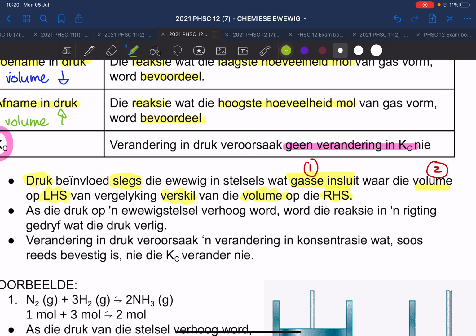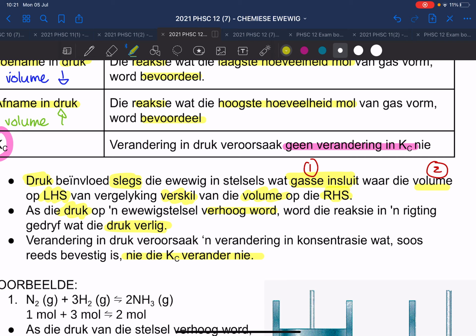Okay, dan as die druk verhoog word in 'n stelsel, if the pressure increases, it wants to favor the side that decreases the pressure. Okay, so that's Le Chatelier's principle. If you increase the pressure, it wants to favor the side that decreases the pressure. En dan weer eens die Kc-waarde verander nie.